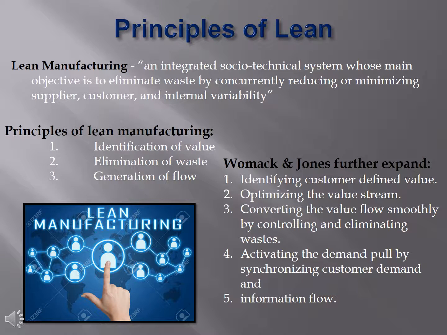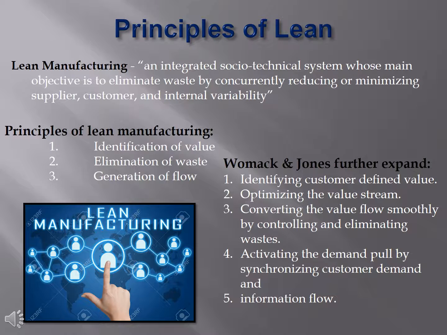So what is lean manufacturing? The definition is an integrated socio-technical system whose main objective is to eliminate waste by concurrently reducing or minimizing supplier, customer, and internal variability. The principles of lean manufacturing were defined by Womack in 1990 in his book, The Machine That Changed the World, as the identification of value, elimination of waste, and generation of flow.